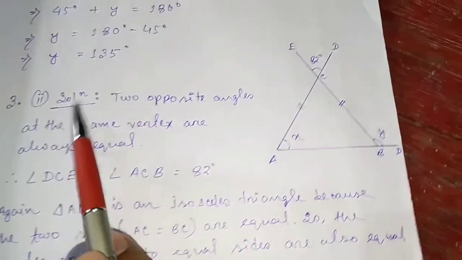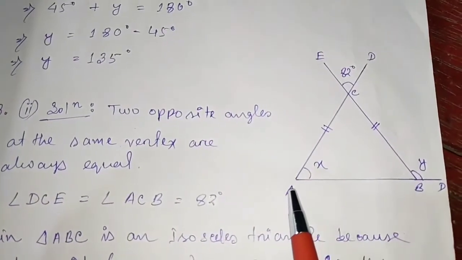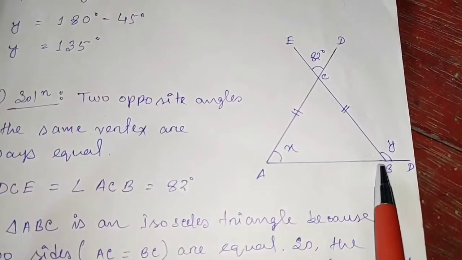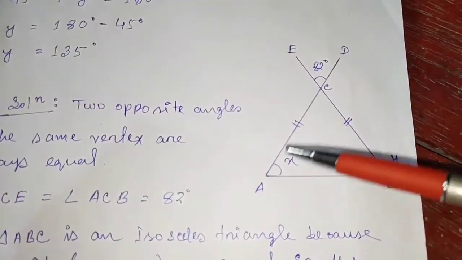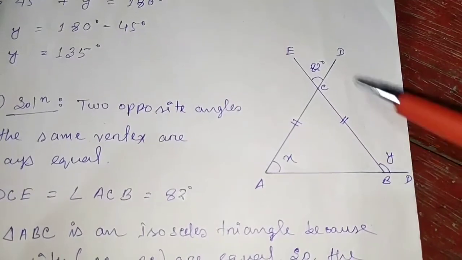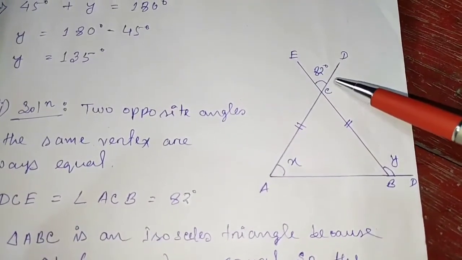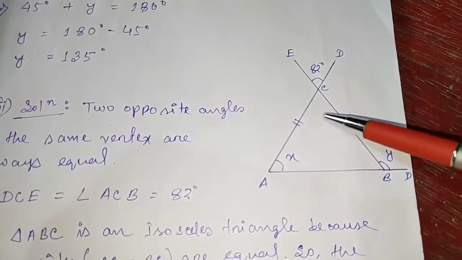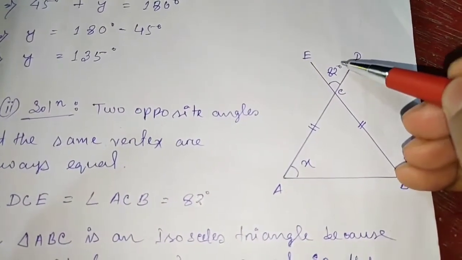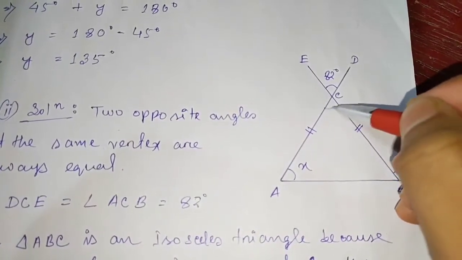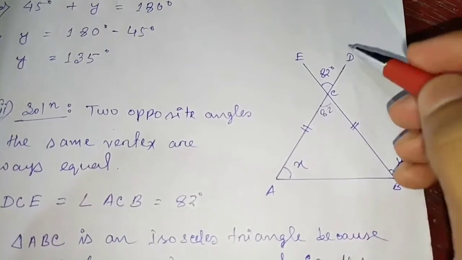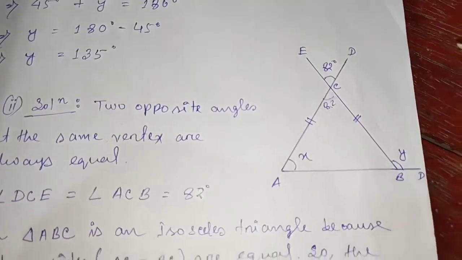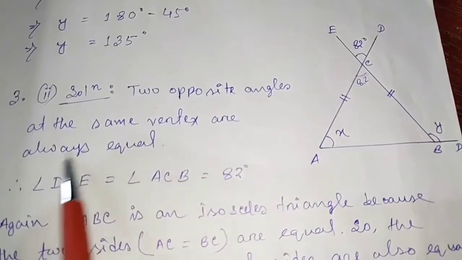Next, question number 3-2. As you can see, this is the figure ABC. It is a triangle, and here AB is extended to D and it forms an external angle, and again AC is extended to D and BC is extended to E. Here also it forms an angle. Because these two lines are crossing each other at the same vertex, the opposite angles are equal. I told you before, so if this is 82 degrees, then this angle is also 82 degrees. If it is 82 degrees, this is an opposite angle, so this angle is also 82 degrees. Clear?